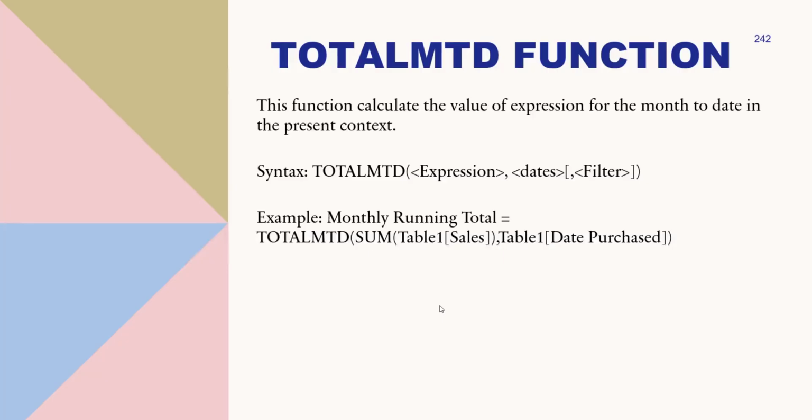Next, we will discuss the TOTALMTD function. This function calculates the value of an expression for the month to date in the present context. The TOTALMTD function accepts three parameters, that is expression, dates and filter. And you can see the example of the TOTALMTD function, which is calculating the monthly running total. Now let's see how we can do this in Power BI.